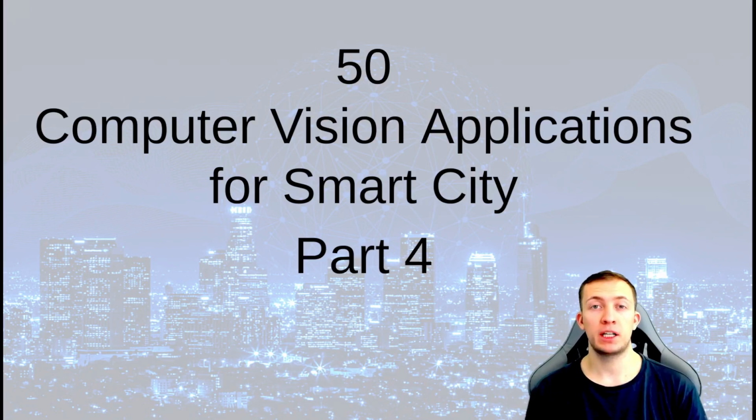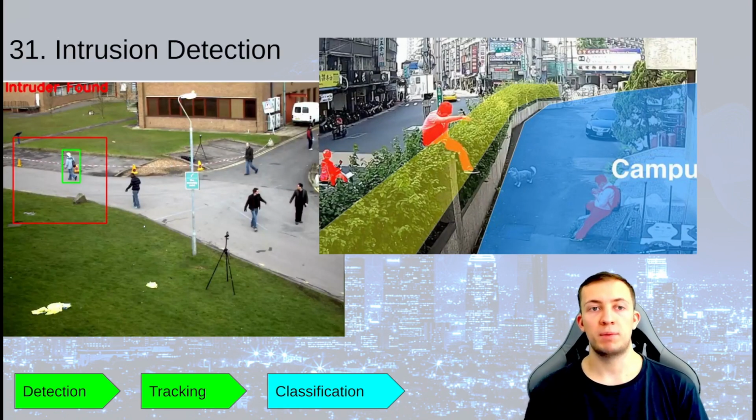Welcome to 50 computer vision applications for Smart City Part 4. Today we will learn some safety and security applications and also how vehicles can communicate with each other to improve traffic flow. 31st application is Intrusion Detection, which is a very classical application for a security system.